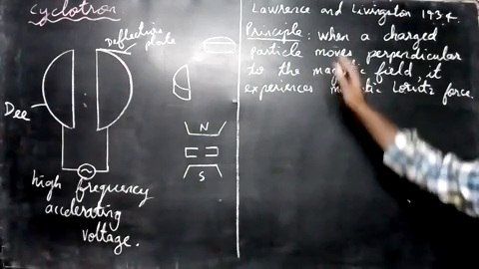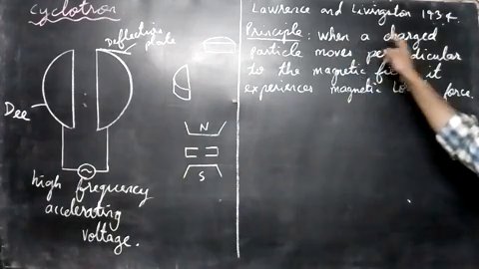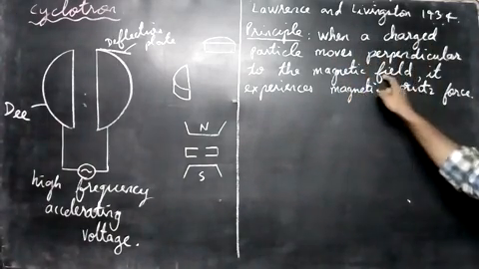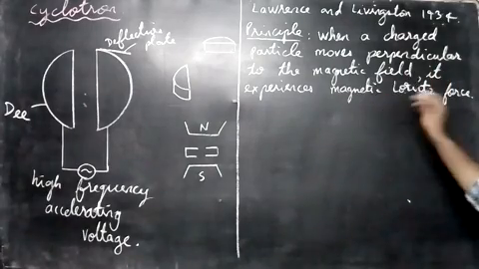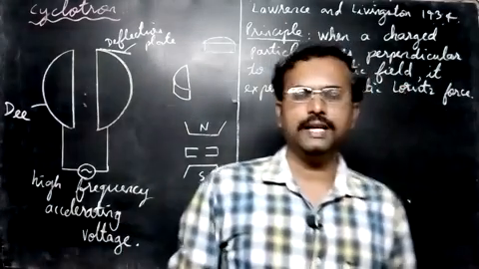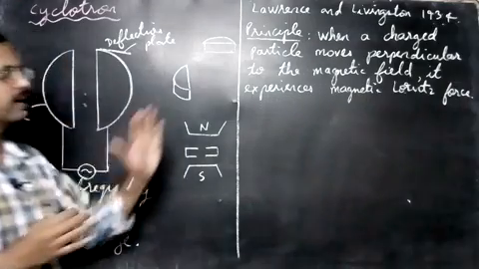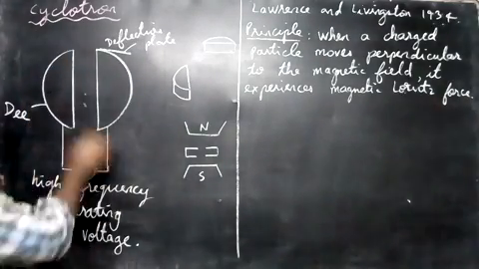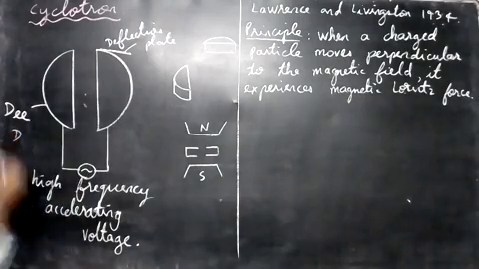Let's see what the principle is. The principle is when a charged particle moves perpendicular to the magnetic field, it experiences a magnetic Lorentz force. Let's now see what the parts of this are, then we'll understand the principle. It has two D's. These are called D's because they are shaped like a D.